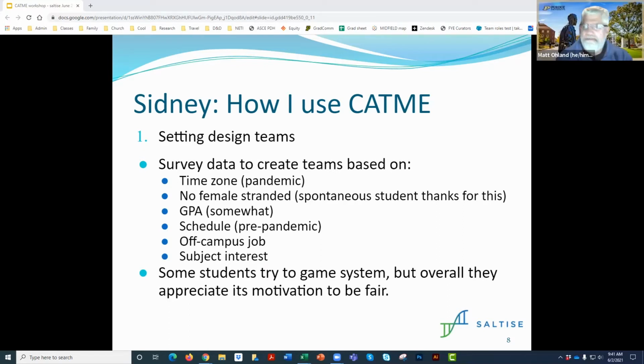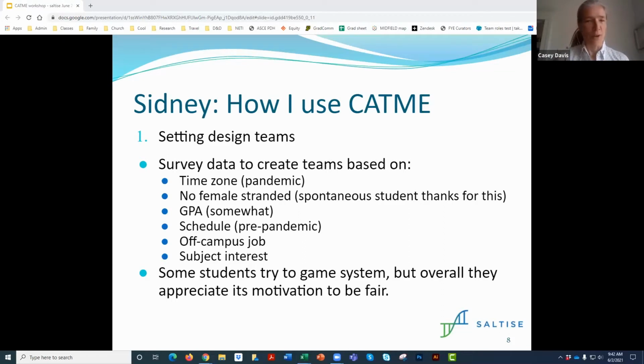Pre-pandemic, students asked, why do we put time zone? But in the pandemic, it's been very helpful to know where students are in time zones, because I use that to put them into groups accordingly. Also, I make sure that no female is stranded. And that has come back to me with students saying, thank you so much, because normally there's only one female per team and it's terrible. So when there's two of them, that's a wonderful synergistic thing.